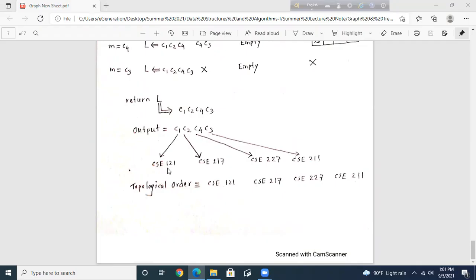So our topological ordering is, at first you have to complete CSC 101. Secondly, you have to complete CSC 217, then CSC 207, then CSC 211. This is our topological order. I hope that you have understood what I am trying to say.